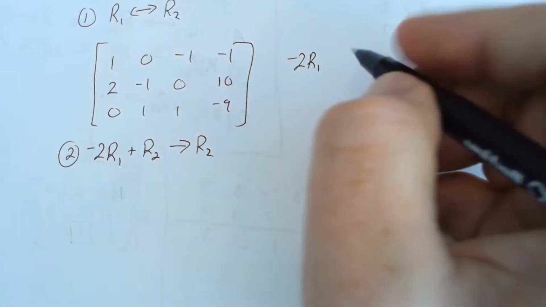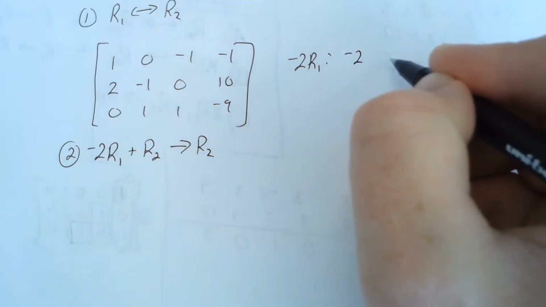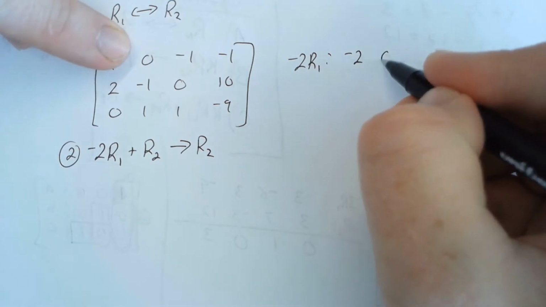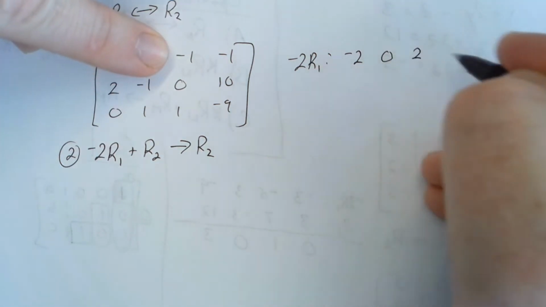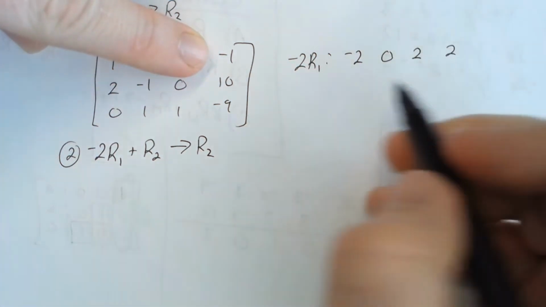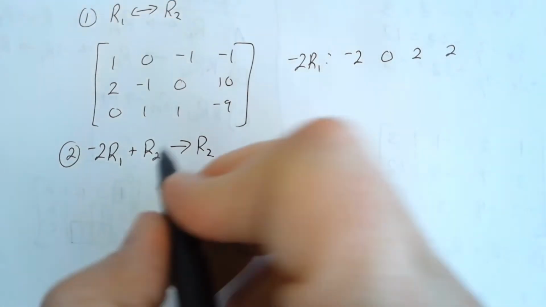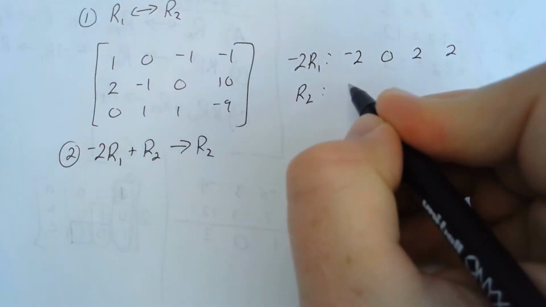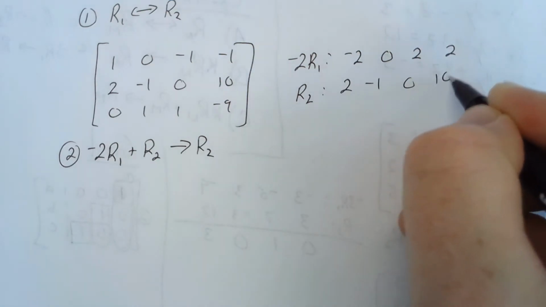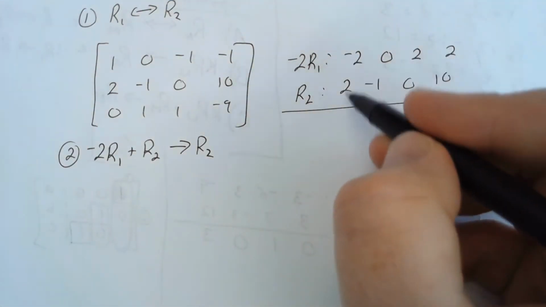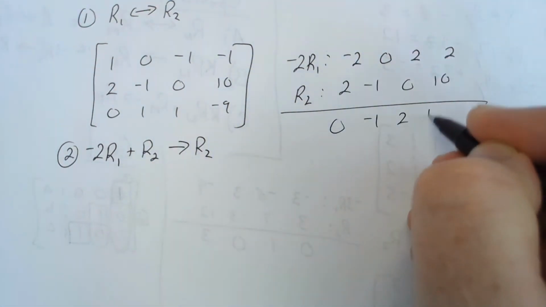So I'm taking row number 1 and multiplying it by a -2. That means I'm going to have -2. My 0 changes to a 0. My -1 changes to a +2, and my -1 changes to a +2. So that is row number 1 multiplied by -2. Row number 2, unchanged, is 2, -1, 0, and 10, and I'm simply going to add those two values together. This gives me 0, -1, 2, and 12.